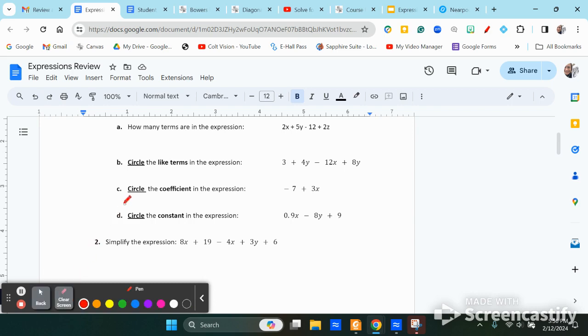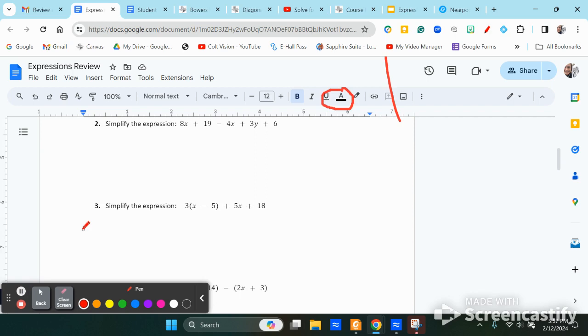So for example, let's say I'm doing letter D here, I'll do the last one. If I'm going to circle the constant, although there are a bunch of numbers in here, the only constant is 9 because it's not with a letter. So I would circle 9. So that's what you're doing for the first one. You're just reviewing vocabulary.